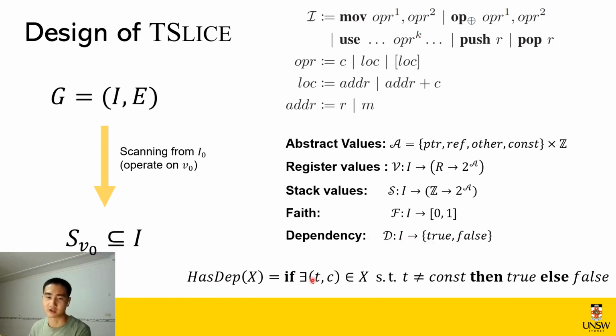And this is a helper function. The helper function, dependence, is a predicate on a set X. If X contains any abstract values that are not constant, then this whole function is true.